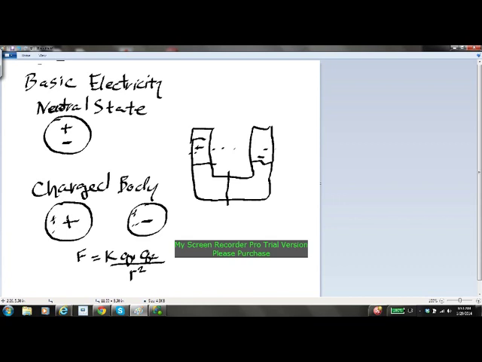And again, unlike charges attract. Actually, I can draw it like this. I'll just say they both have forces that want to go this way towards each other. And then like charges, say they were both made negative, they would repel each other.